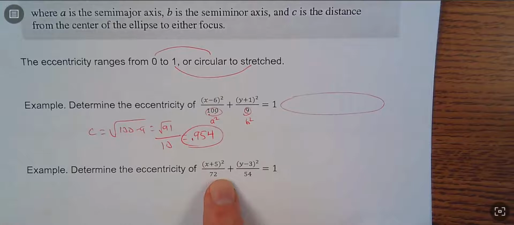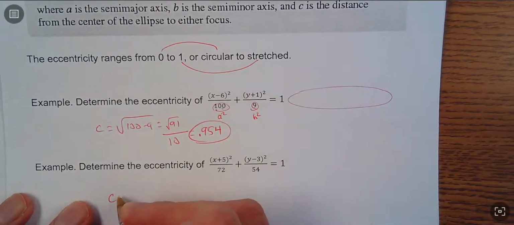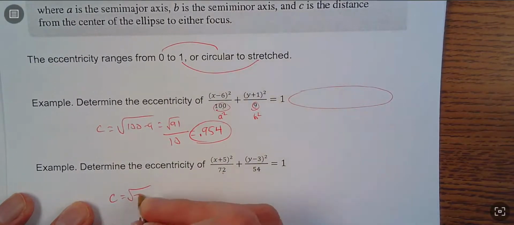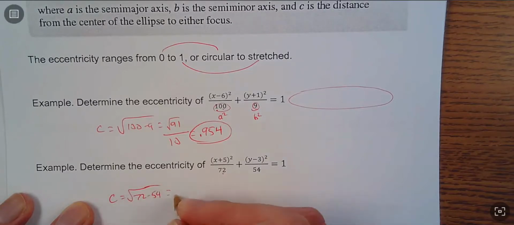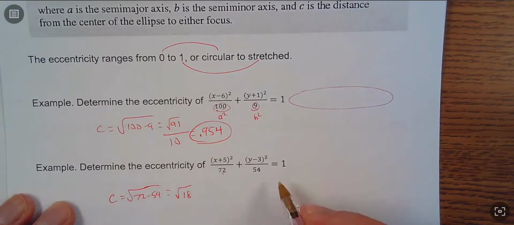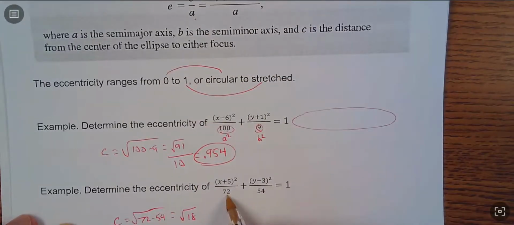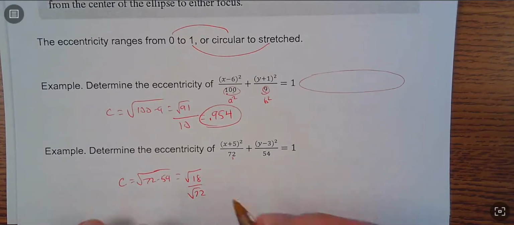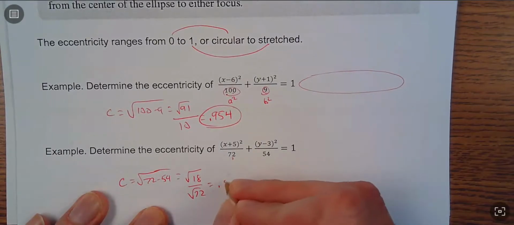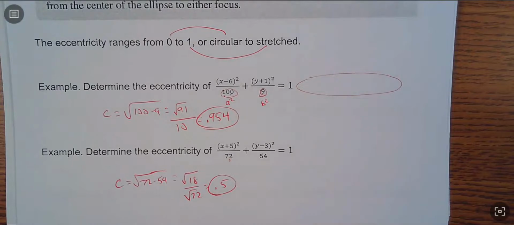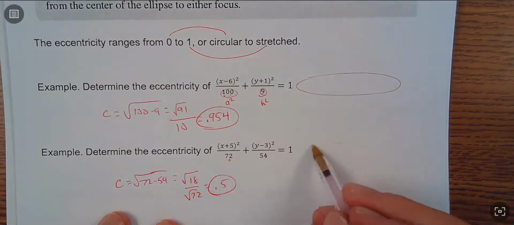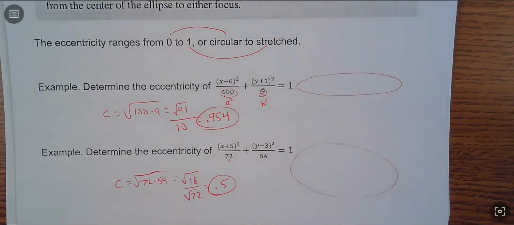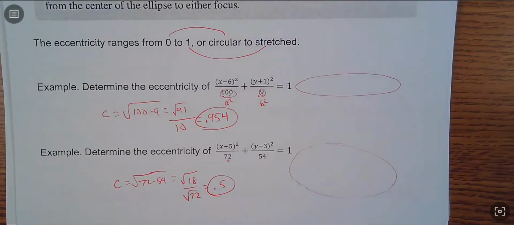The eccentricity on this one, again, your c is going to be the square root of 72 minus 54, which is the square root of 18. And then I really just need to know my a. So my a is the square root of 72. I'm going to take the square root of 18 divided by the square root of 72. You just type in the calculator, you get 0.5. Okay, so the eccentricity, not quite as stretched. It is a horizontal one again. It's going to be, more like that, looking more and more like a circle, whereas this one's really stretched out, not so thin. So, or thin, not so tall.